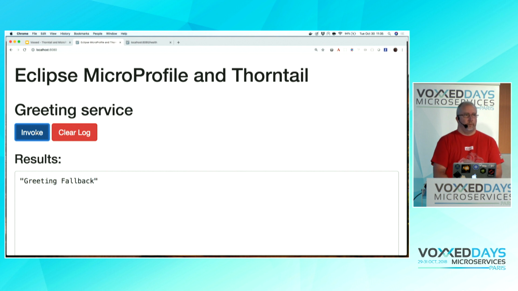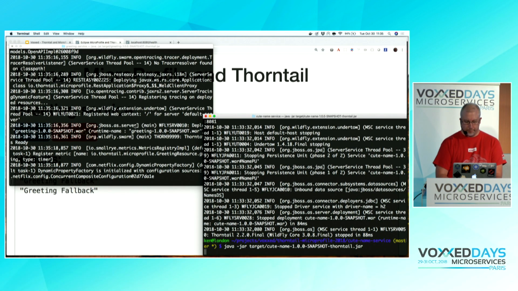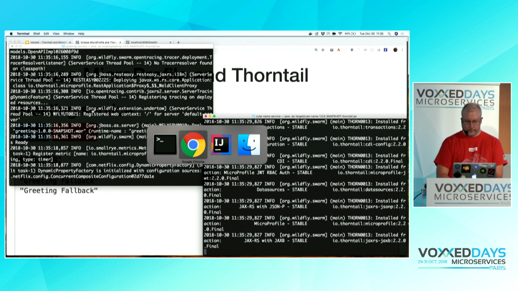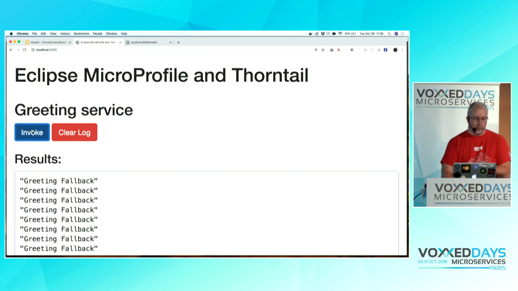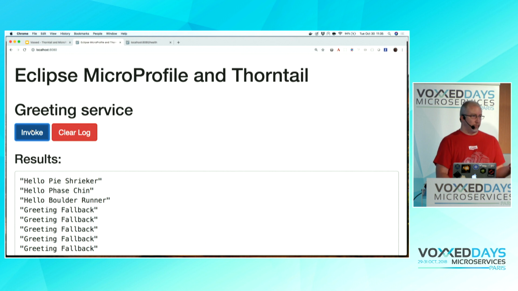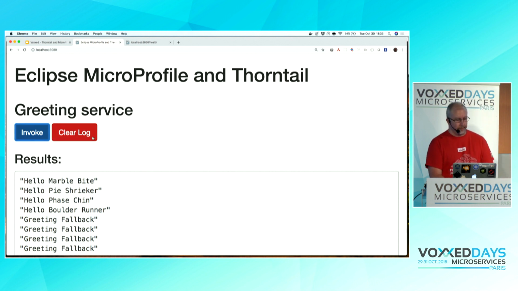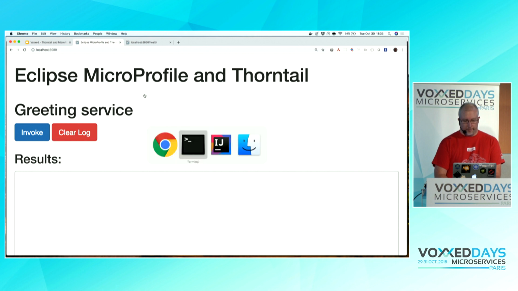So now when we invoke that and the Qt name isn't there, we get the greeting fallback, and I can start this up again. Okay, so that's starting, so I can just keep hitting on this, and we should reach a point where that service is there, and you can see we've seamlessly gone from having no service active and seeing fallbacks to seeing the actual responses we want to see. So that's a pretty neat kind of fault-tolerant ability that we have in there with MicroProfile.